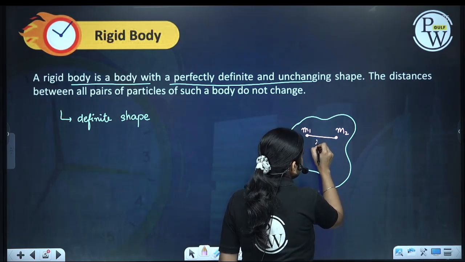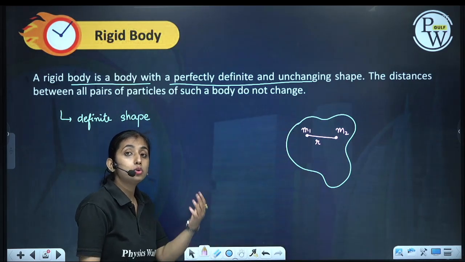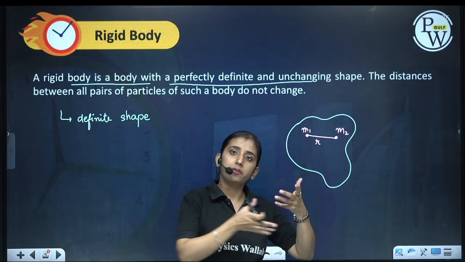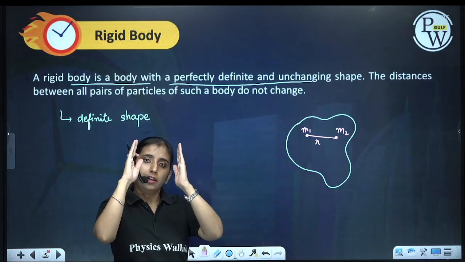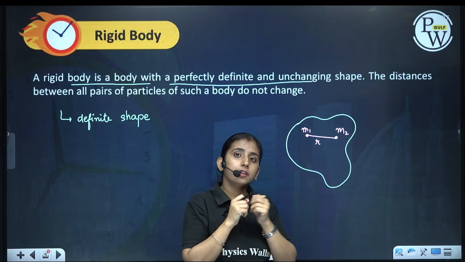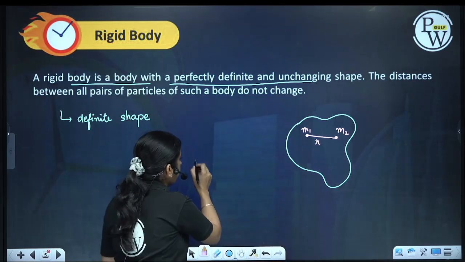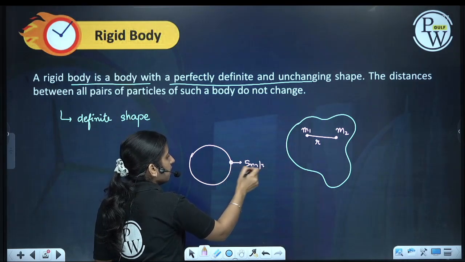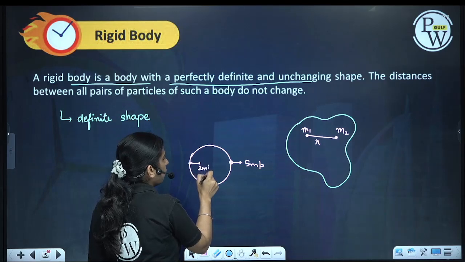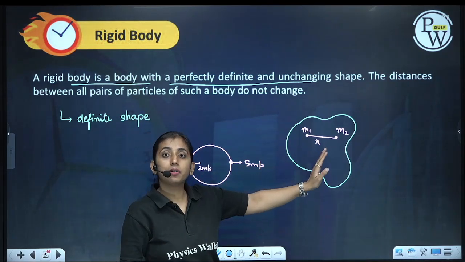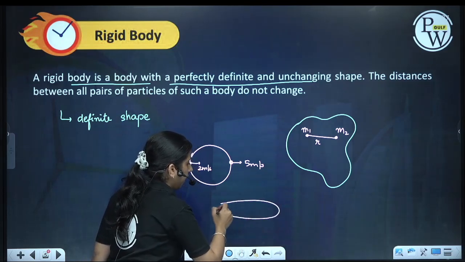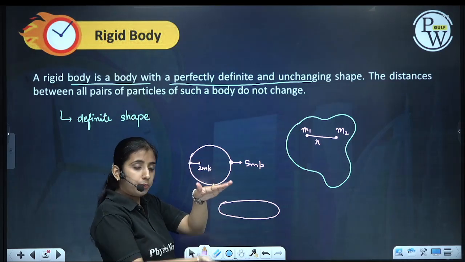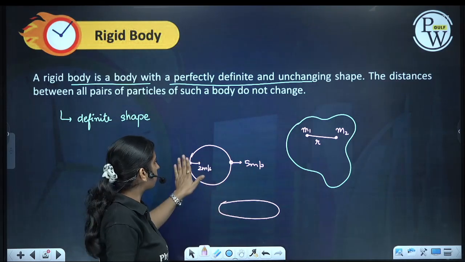If the distance between 1 and 2 changes with time, then what will happen? M2 will move forward and M1 will lag behind, or M1 will move forward and M2 will lag behind. If the distance between two particles is changing, then the body's shape will change. If we have a circle, and one point is moving with 5 meter per second and another with 2 meter per second, what will happen? In the same time, one will cover more distance and the other less. Our circle will get compressed from both sides and an oblate structure will be made.